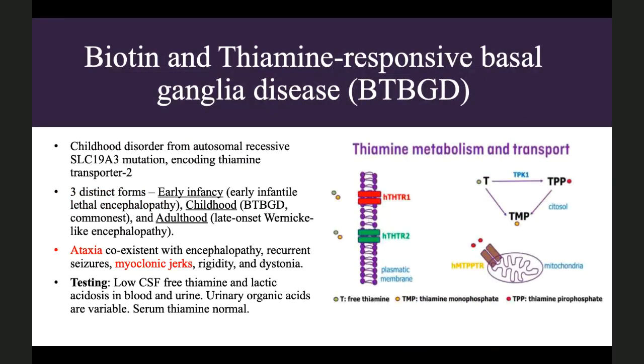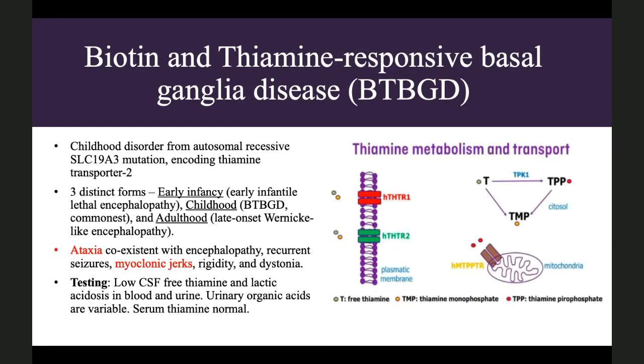Next, we move on to Biotin and Thiamine-responsive basal ganglia disease, or BTBGD. This is a childhood disorder. It's autosomal recessive, occurring from an SLC19A3 mutation, which encodes thiamine transporter 2. Now, this occurs in 3 distinct clinical forms. One presents in early infancy, then childhood and adulthood, out of which the childhood form is the commonest.